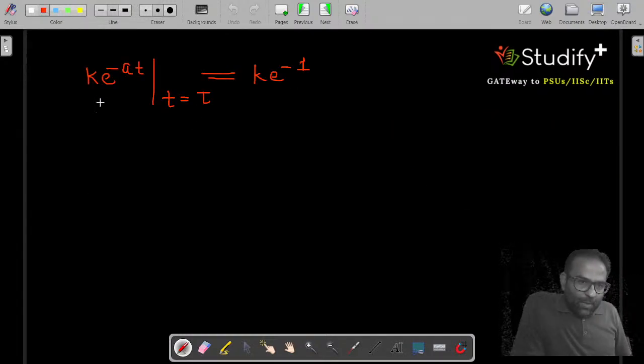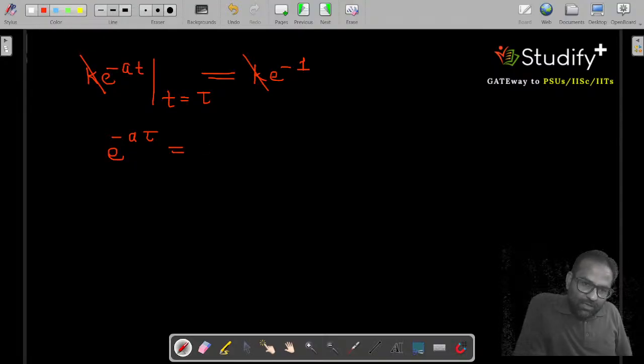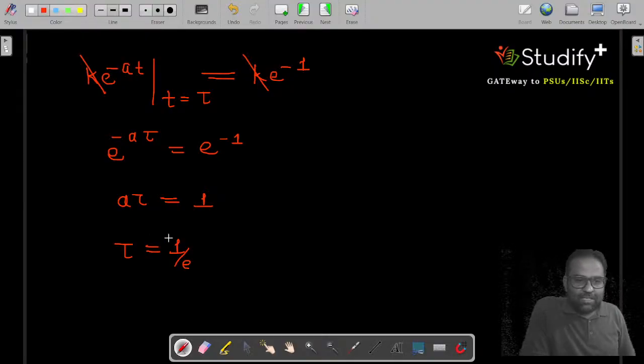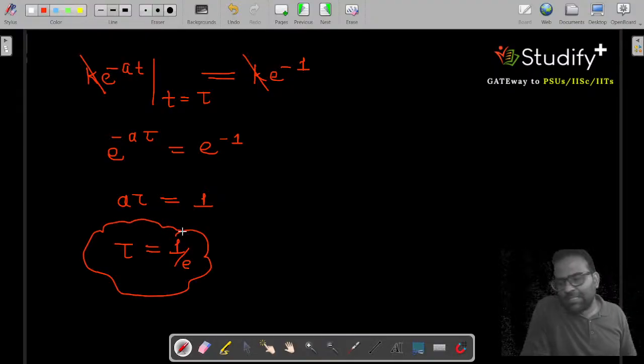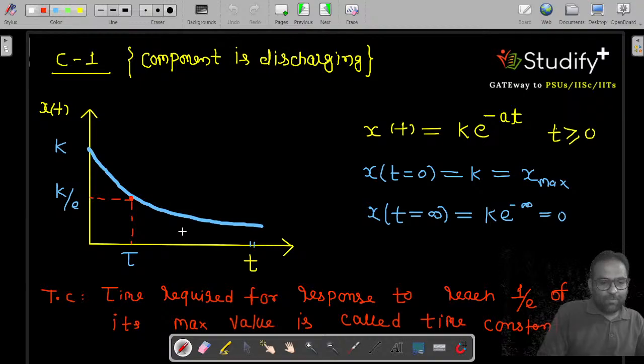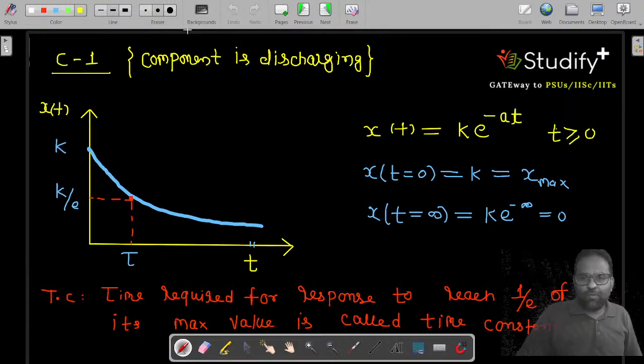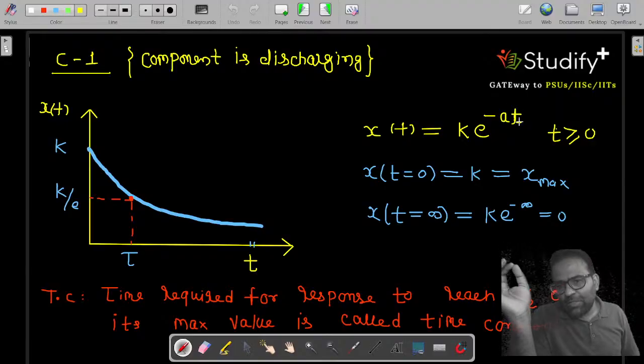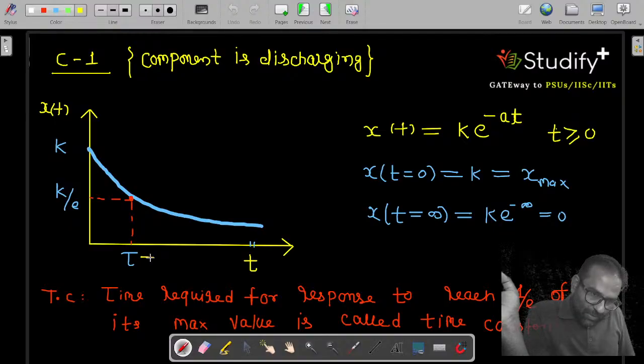So if I equate them, k cancels. So you can say e to the power minus a into tau equals what? E to the power minus 1. So what is a into tau? A into tau is equivalent to 1. And what is the value of tau? The value of tau is equivalent to 1 by a. Yes or no? And this 1 by a is known as the time constant of a discharging waveform. So by looking at the waveform, you don't have to do anything. If this value is a, put a tau equal to 1, 1 by a you will get, and this is known as time constant.